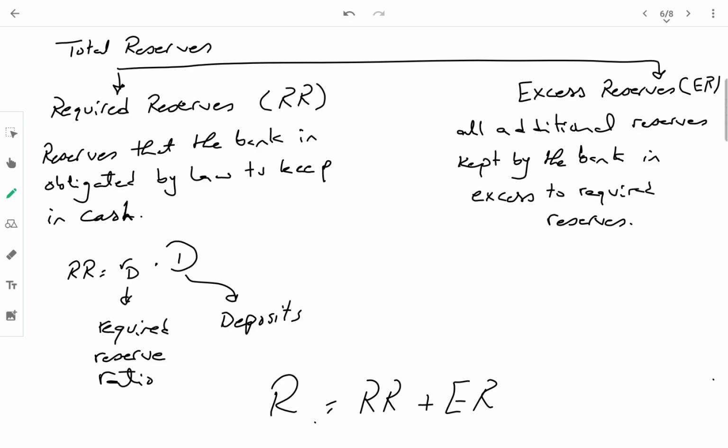For example, if the required reserves is 100 and the bank manager is going to keep reserves of 150, so we have excess reserves of 50. This means that total reserves kept by the bank are 100, which is the required one, plus 50, which is excess reserves. So total reserves is 150.